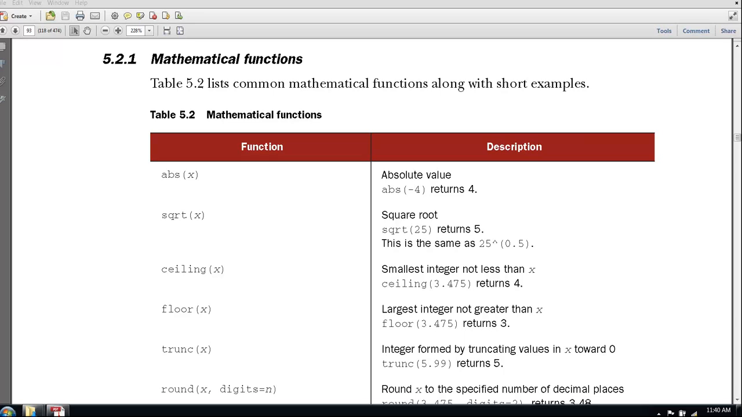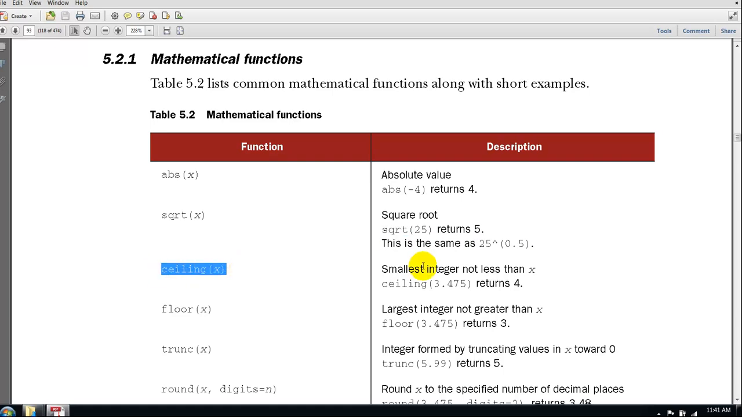Okay, so in section 5.21 here and the next section 5.22, he's going to mention the functions that we might be using later on. So let's take a look at this list. Here's a function, and this is the absolute value of x. So absolute value of -4 gives you 4. And the next one is the square root of x. Square root of 25 gives you 5. Since that's the same as doing this, you can do it this way, or you can do it with square root.